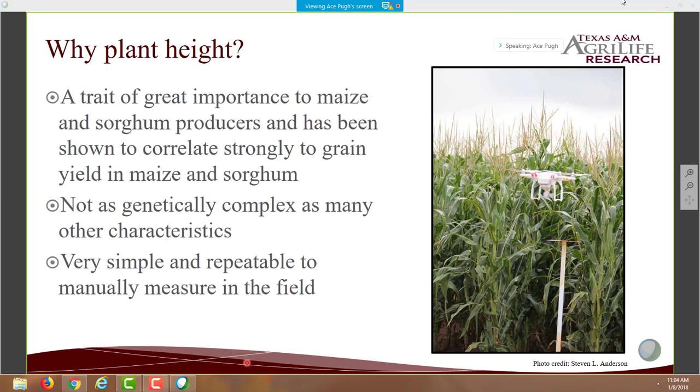So why did we want to focus on plant height? Well, it's a trait of great importance to maize and sorghum producers, and it's been shown to correlate pretty strongly to grain yield in maize and sorghum. Another benefit is it's not as genetically complex as many other characteristics like the ones that I showed you. And as an additional benefit, it's very simple and repeatable to manually measure in the field. So ground truth measurements are pretty reliable for this trait.